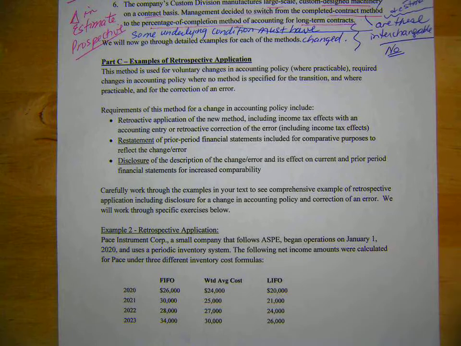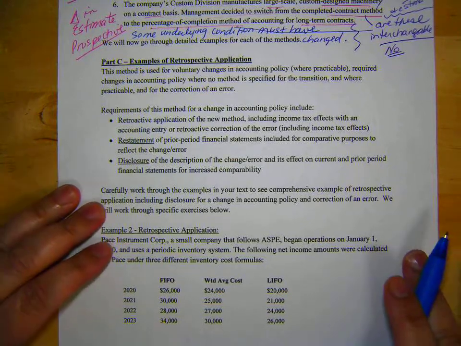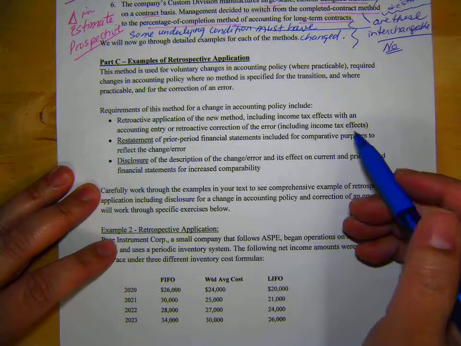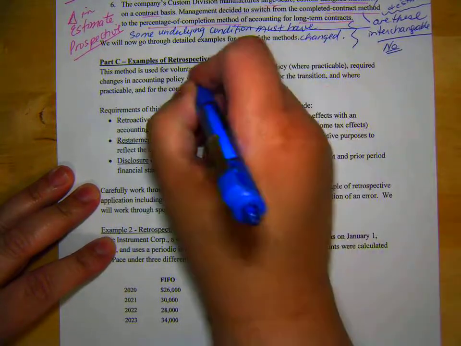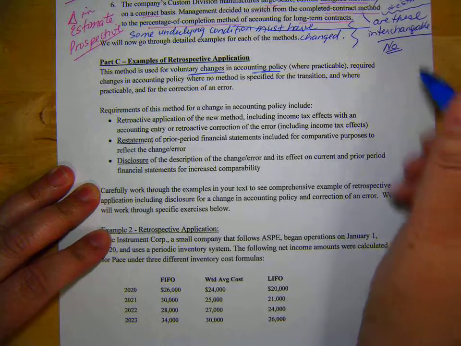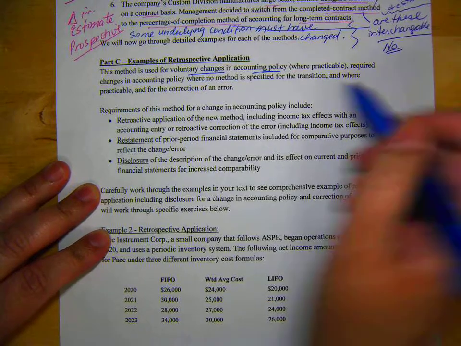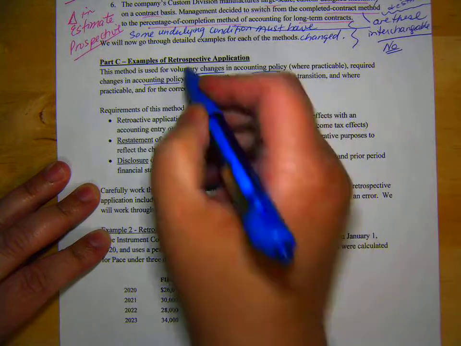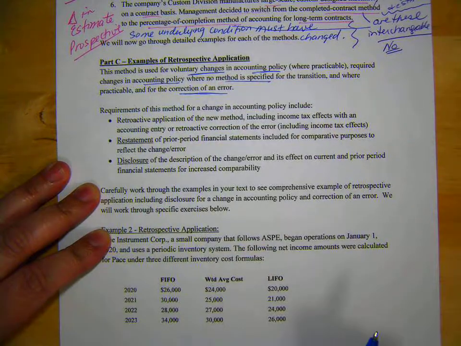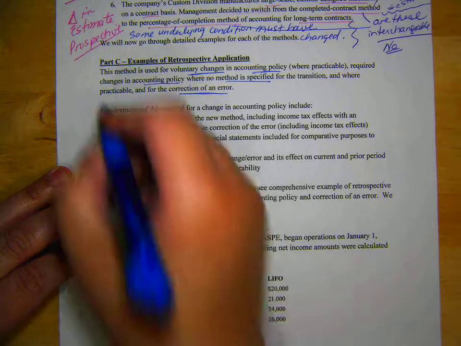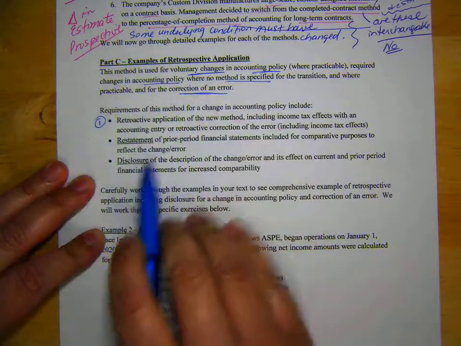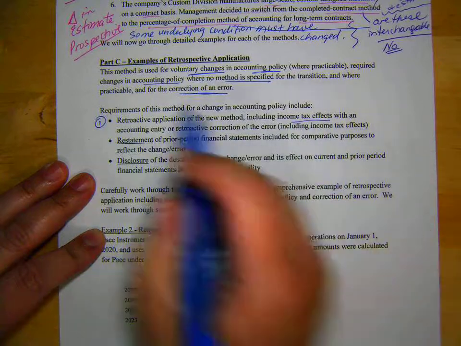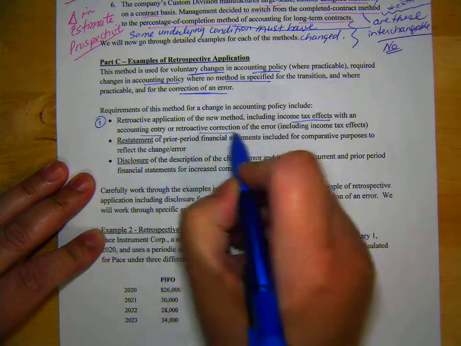So, just to review what you already know about retrospective or retroactive application, it's used for voluntary changes in accounting policy, as we talked about, where practical, required changes in accounting policy where no method is specified, and for the correction of an error. So what you have to do, basically there's 3 steps. Retroactive application of new method, including income tax effects with an accounting entry, or retroactive correction of the error.